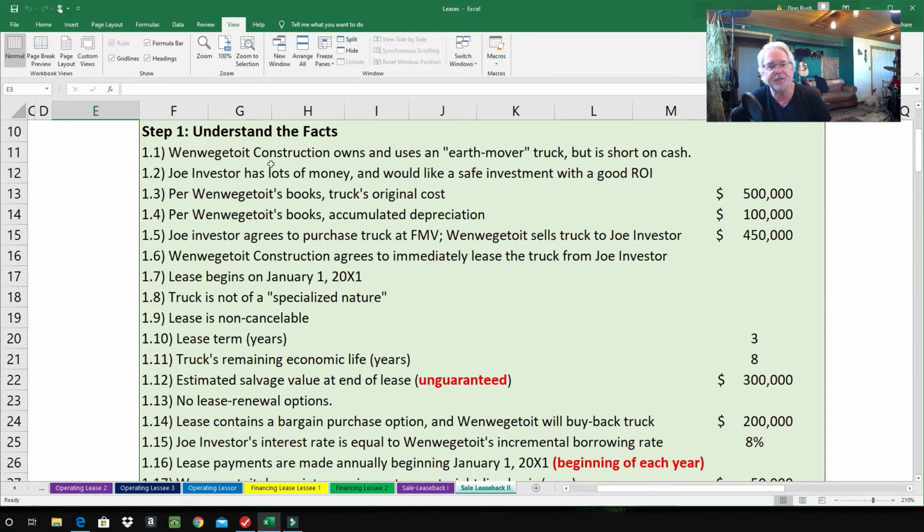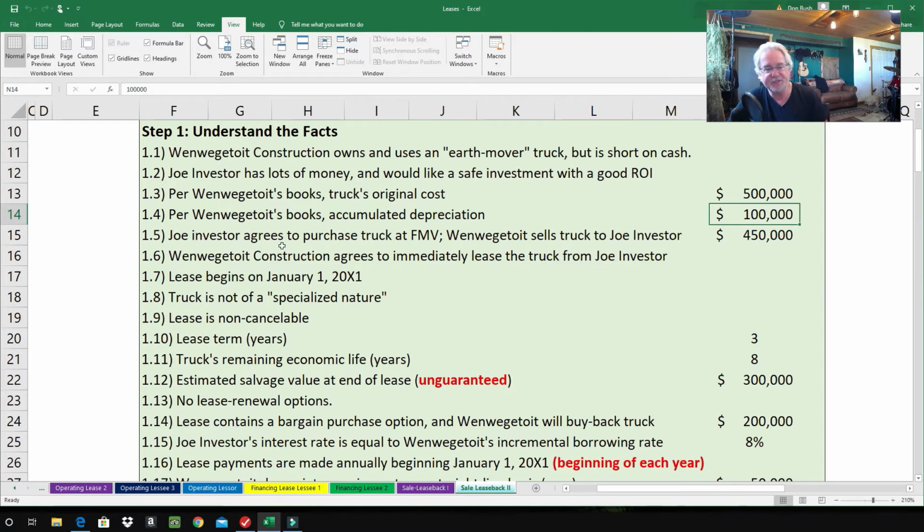1.1, when we get to a construction, owns and uses an earth-moving truck but is short on cash. Number 2, Joe investor has lots of money and would like a safe investment with a good ROI. 1.3, per when we get to its books, truck's original cost is $500,000. They paid $500,000 for that big giant truck. 1.4, per when we get to its books, accumulated depreciation. They depreciate assets at a rate of $50,000 per year. So apparently they've had this truck for about 2 years and have accumulated depreciation of $100,000.